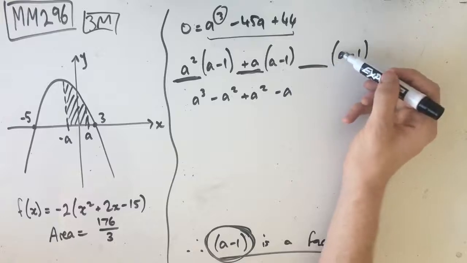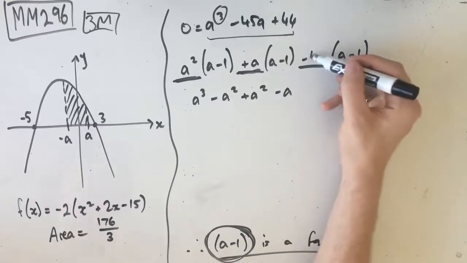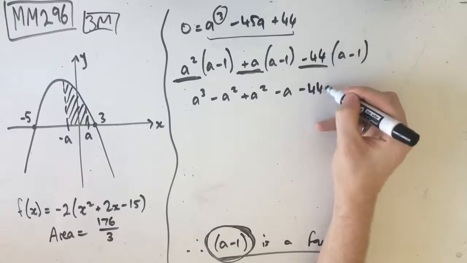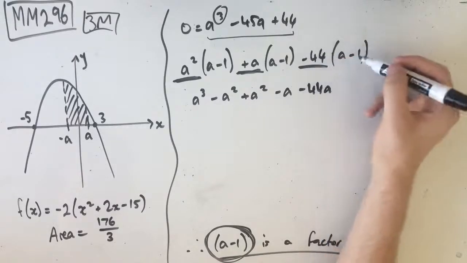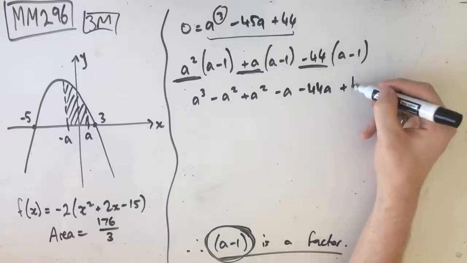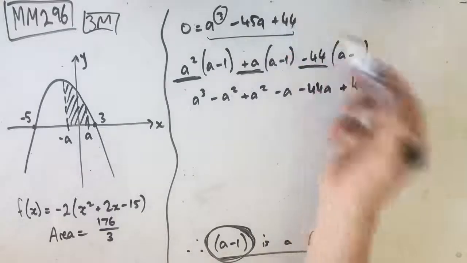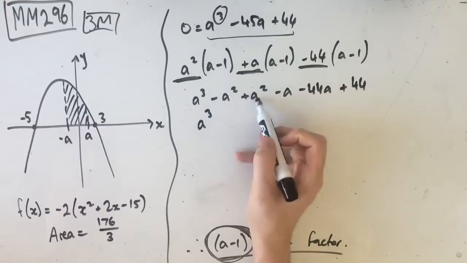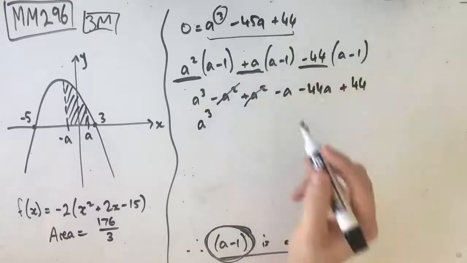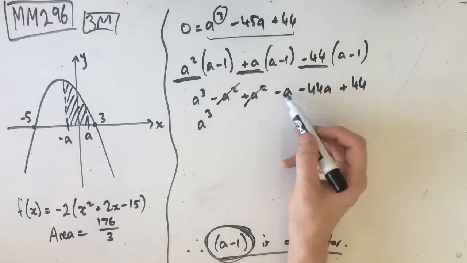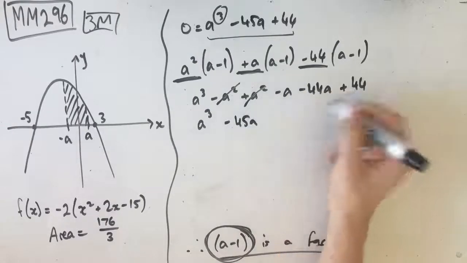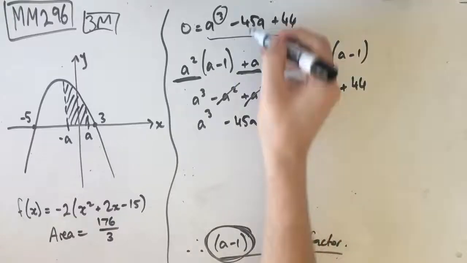So what do we have to multiply a by to get negative 44a? Negative 44, right? So we get negative 44a, take away 44a. Negative 44 times -1 is positive 44, which is our answer, right? So if we rewrite this, we get a cubed, this negative a squared and a squared cancel. Negative a take 44a is negative 45a plus 44, which is exactly what we had to begin with.